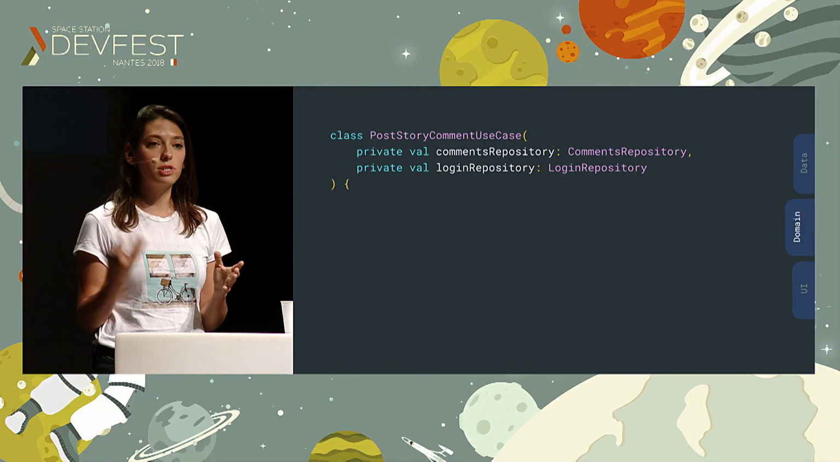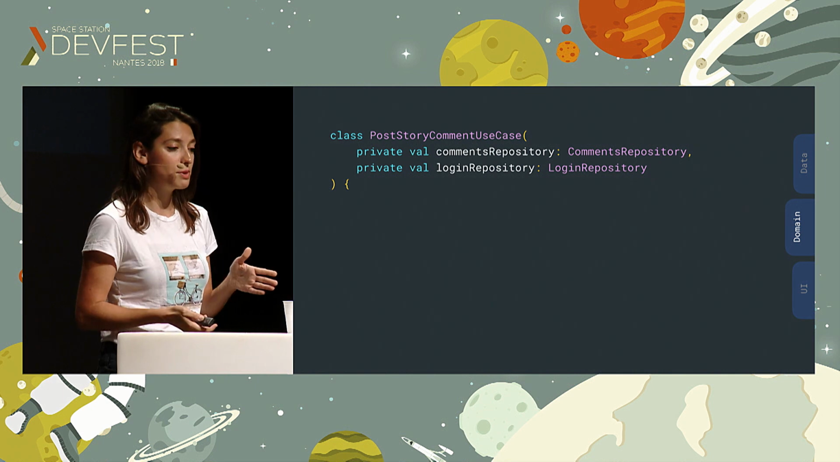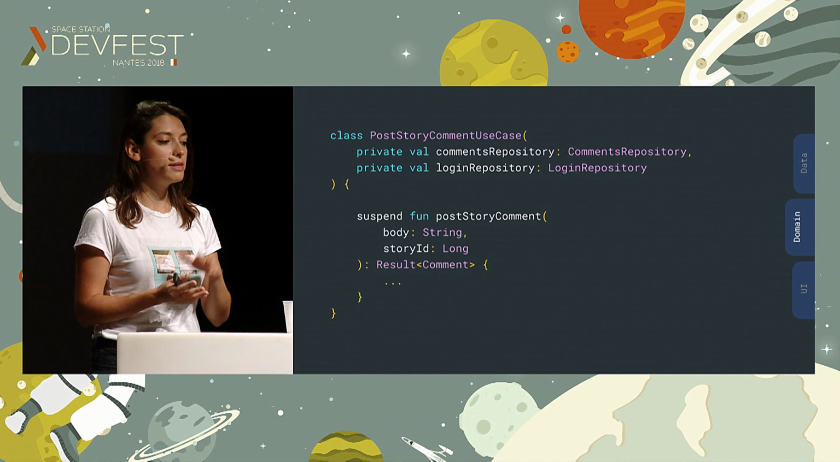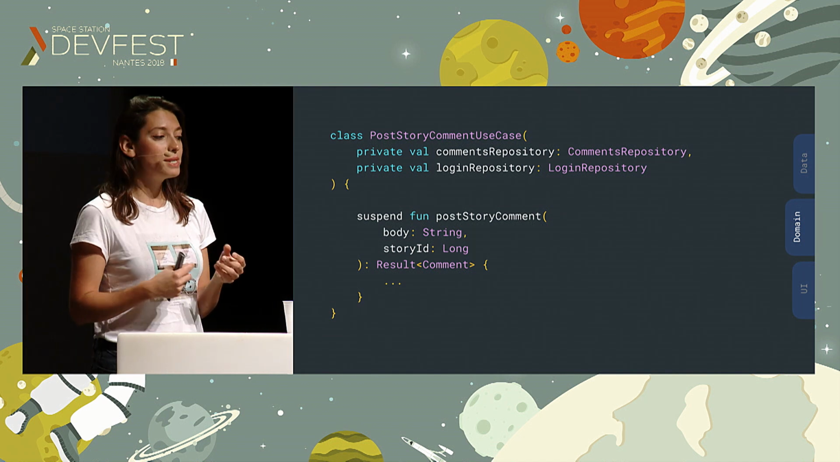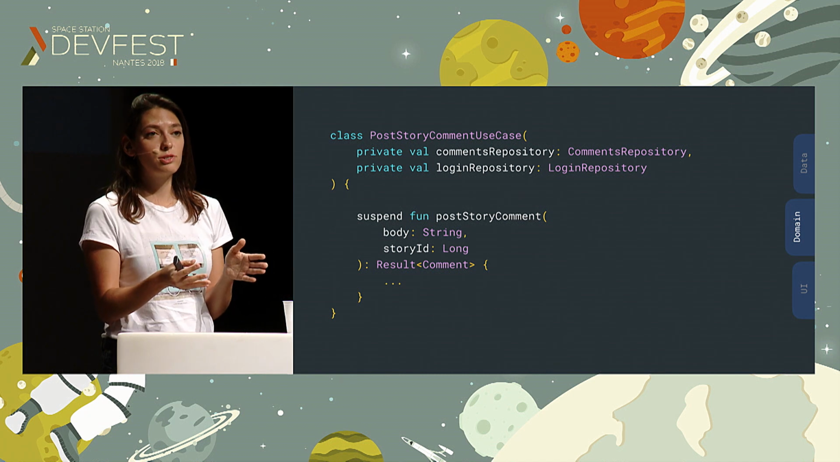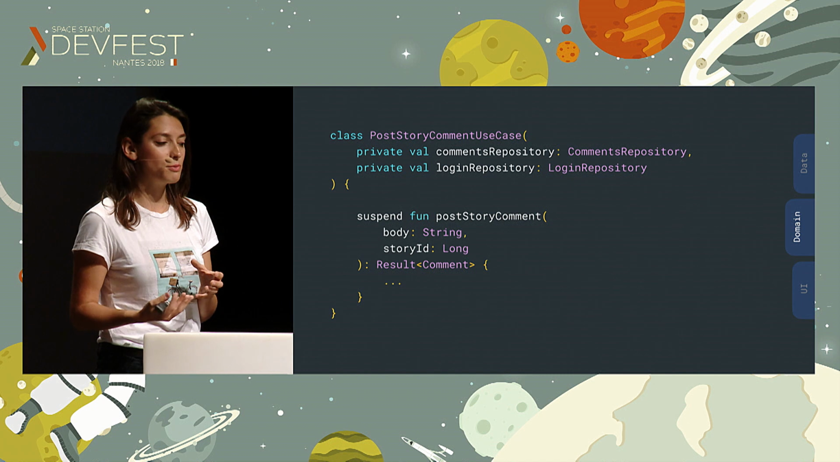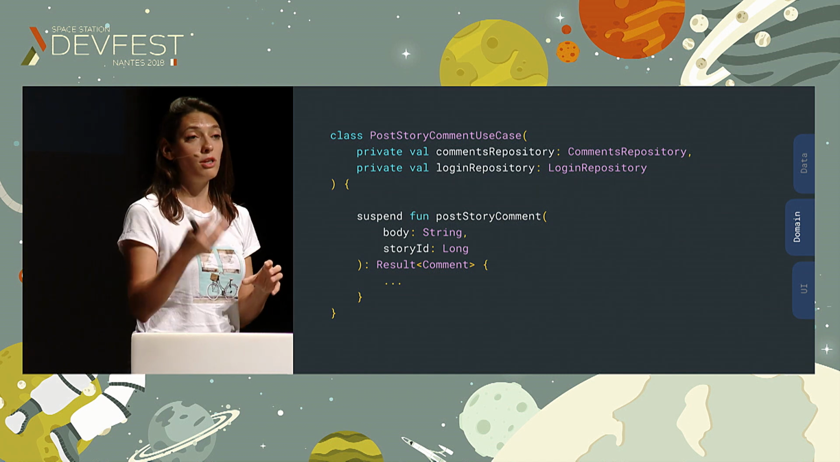So for example, we would have a post-comment use case that would get the comments repository and the login repository. But when we want to post a comment, we would only get the body of the comment and the story to which it's added. But then it would be the responsibility of the use case to know that it also needs the user ID to post this information. So this means that whoever calls this use case doesn't need to know about the login repository.